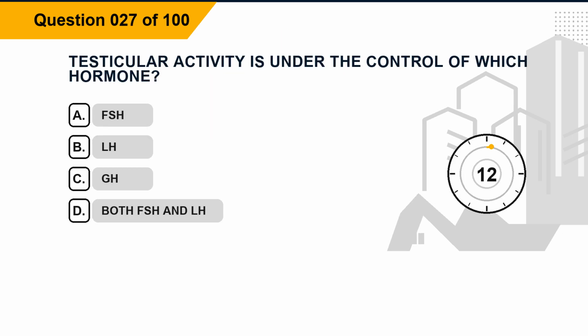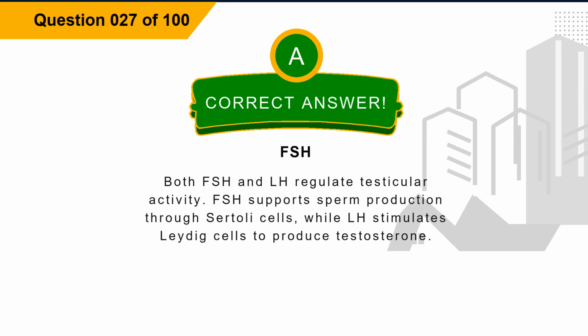Question 27. Testicular activity is under the control of which hormone? Option A, FSH. Option B, LH. Option C, GH. Option D, both FSH and LH. The correct answer is option A, FSH. Explanation: both FSH and LH regulate testicular activity. FSH supports sperm production through Sertoli cells, while LH stimulates Leydig cells to produce testosterone.